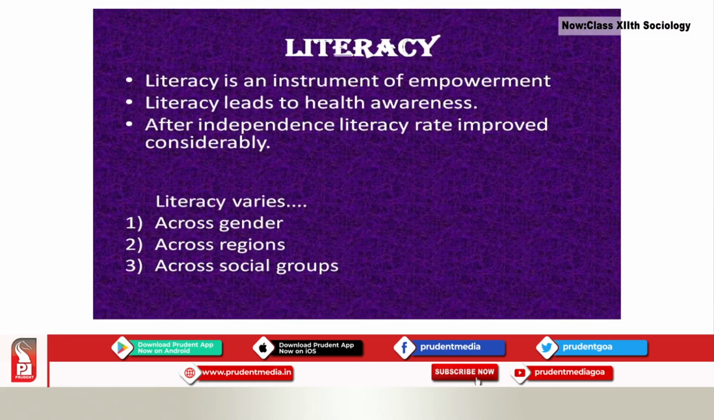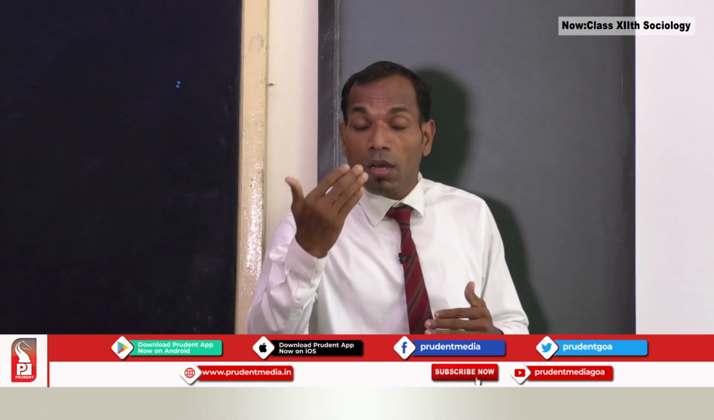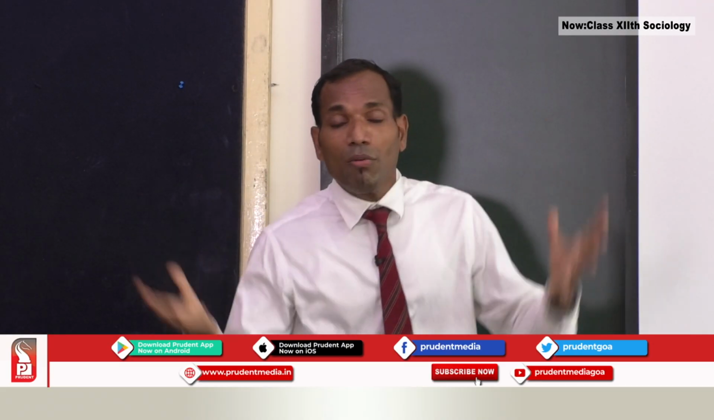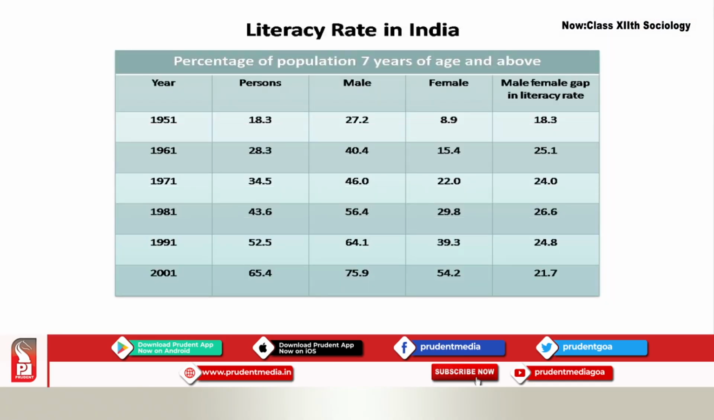After independence, the literacy level has improved a lot. Two-thirds of India's population is now literate. Now, this literacy varies across gender, across regions, and across social groups. Let us go through the first one, that is, across gender. The literacy rate of females across India is low compared to males.